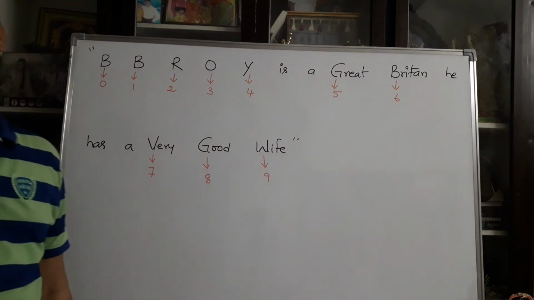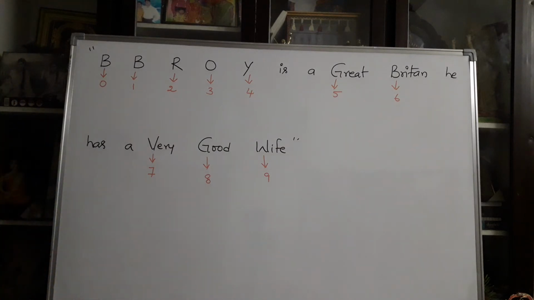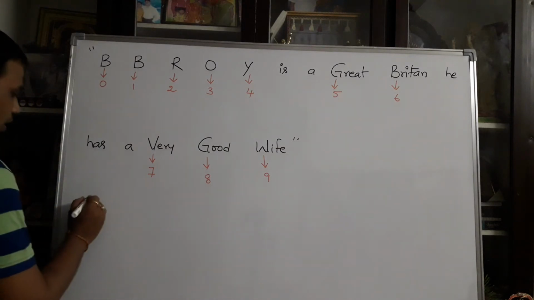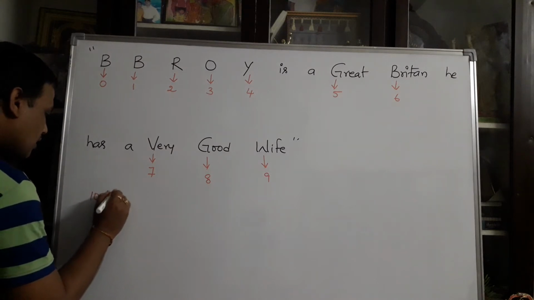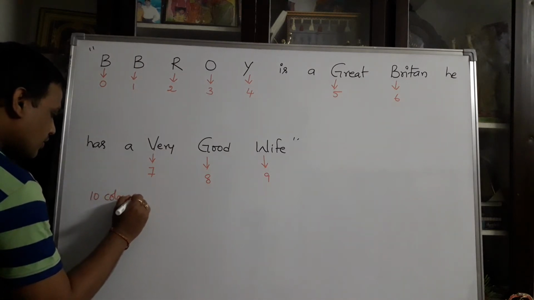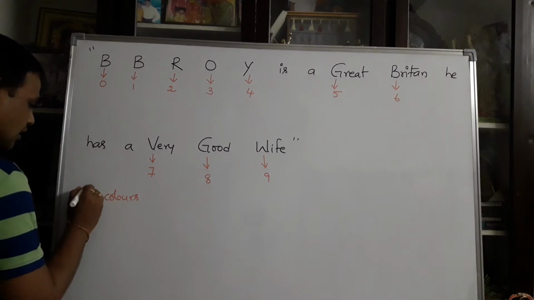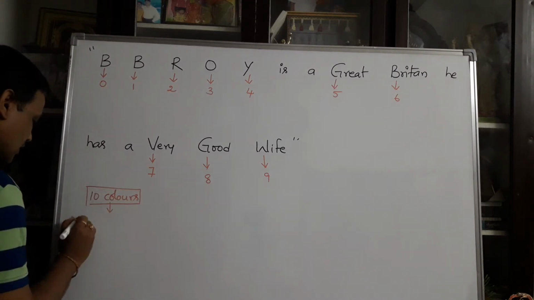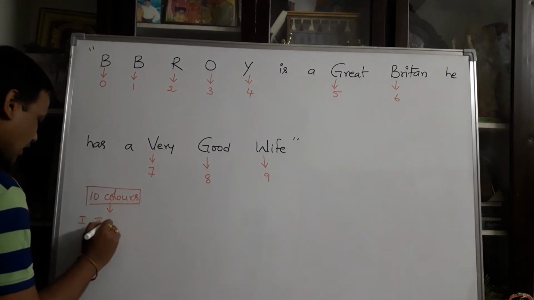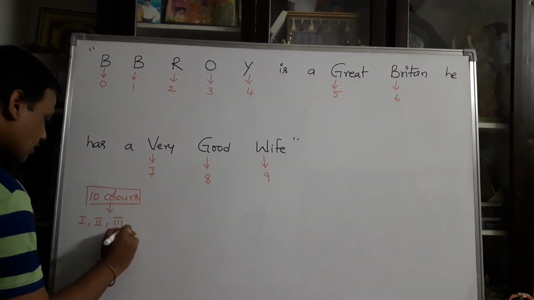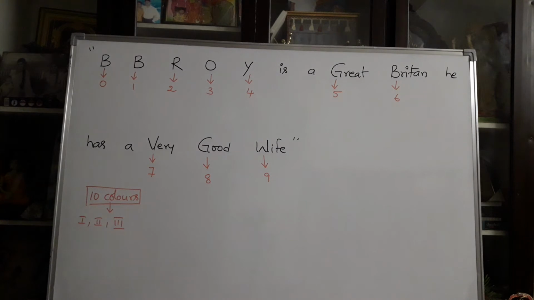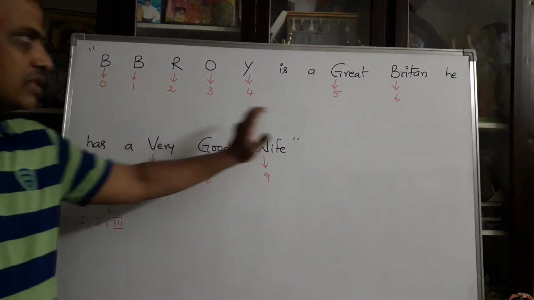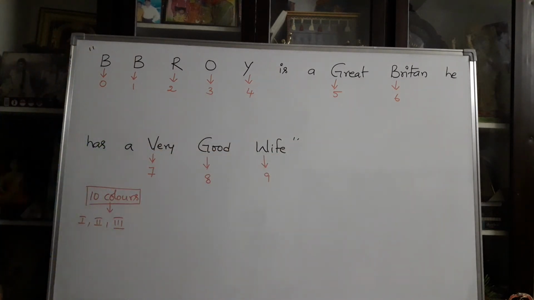Totally, how many colors are there? Entirely 10 colors are there. Out of these 10 colors, any 3 colors are existing in the first band, second band, or third band. Nothing but the first 3 bands of colors exist in these 10 colors. So, what are those colors?